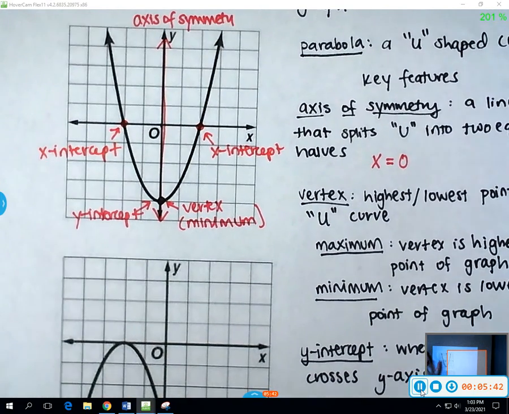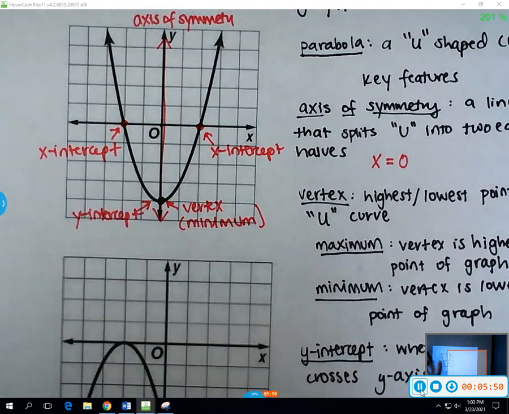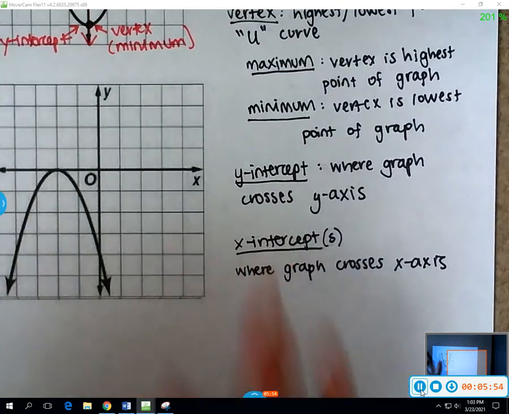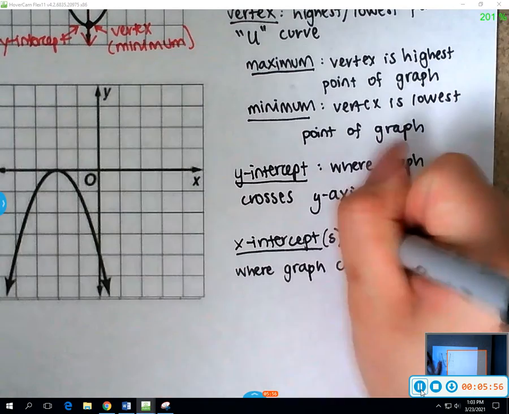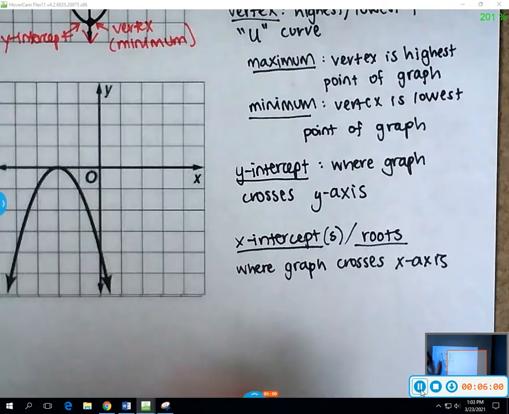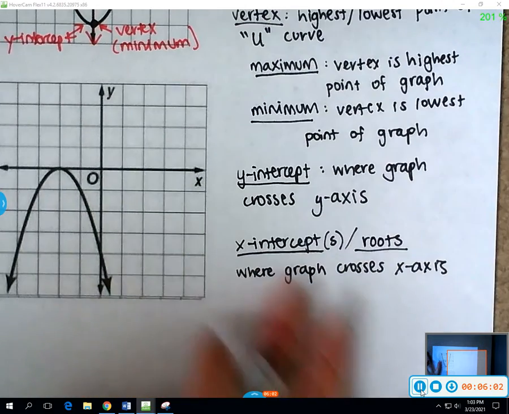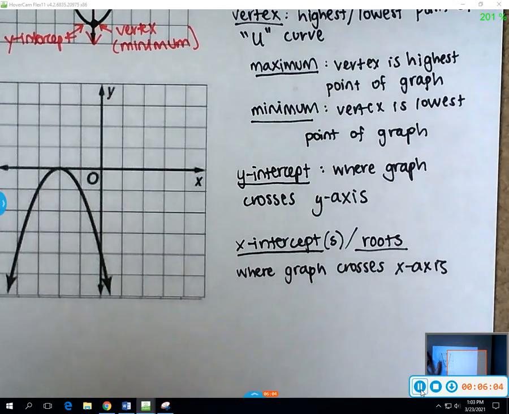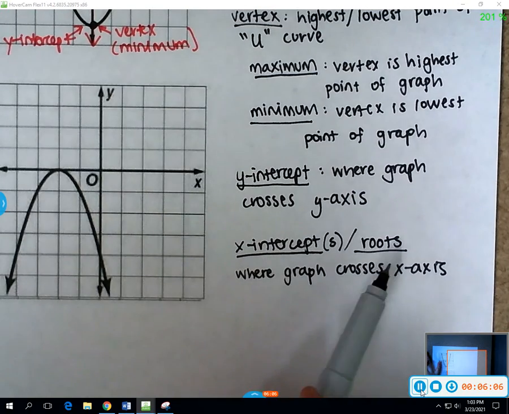Now, there's another word that you might see that also refers to the x-intercept. You'll see it used interchangeably, and that is the roots. So sometimes we call these the x's or the x-intercepts. Another word that is used sometimes is the roots, and this just literally means the same thing. They just call it different words. So you might also see it referred to as the root.